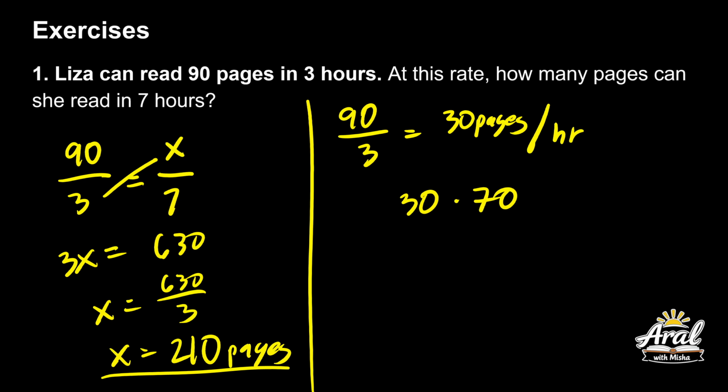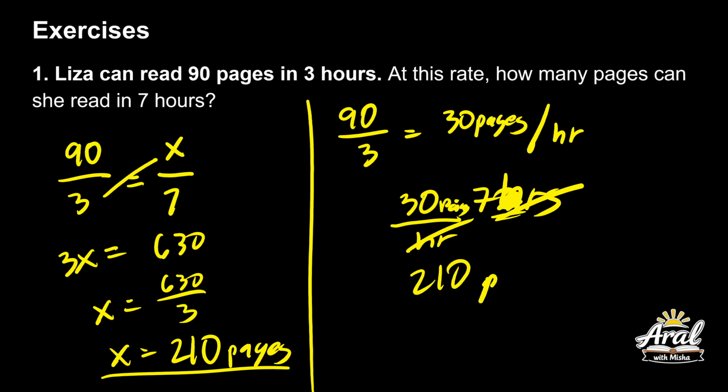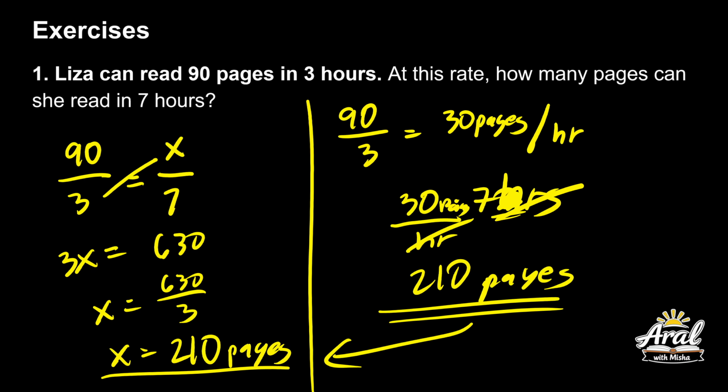30 times 7 pala. 7 lang, kasi 7 hours lang, I'm sorry. Okay? The 7 hours, kasi 30 pages per hour, diba? Pages per hour. So, cancel, cancel. So, 30 times 7 lang pala, sorry. 210. So, that's equal, diba? 210 pages. So, it's just the same.